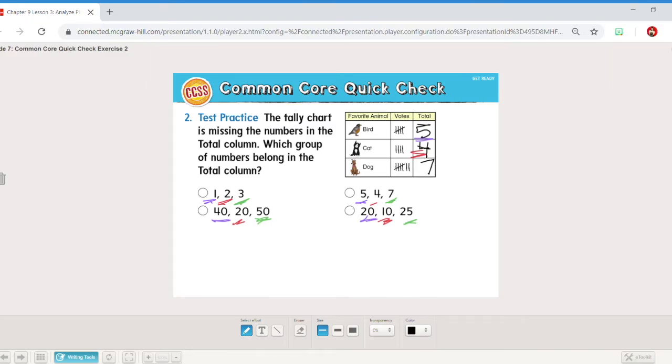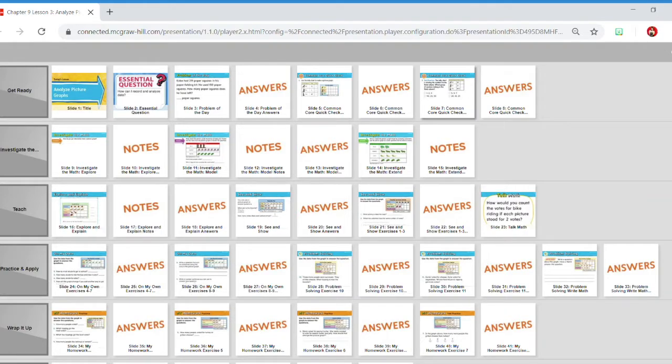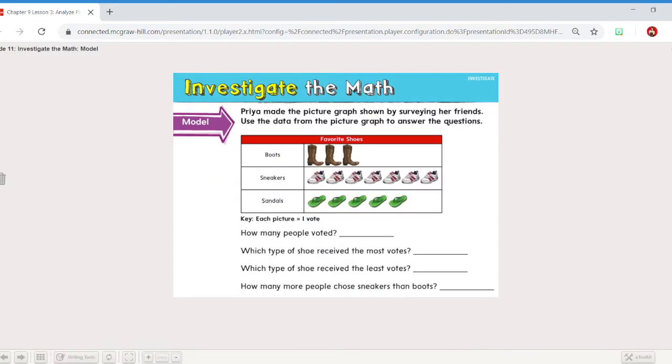Now that we've solved some warm-up problems and our brains are turned on, let's jump over to our first picture graph that we're going to be analyzing. It says Priya made a picture graph shown by surveying her friends. Use the data from the picture graph to answer the questions. So it looks like she asked her friends what their favorite shoes were, and their choices were boots, sneakers, and sandals. I'm going to check our key first because I think that's super important because sometimes the key can change. Each picture equals 1 vote.